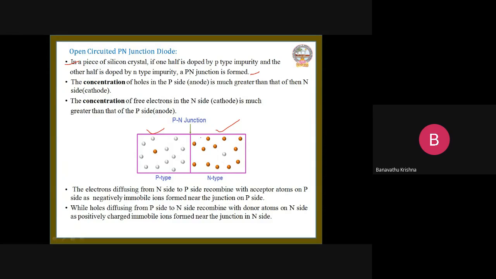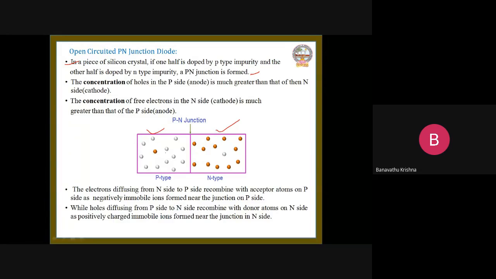So the complete structure is a piece of silicon crystal. By doping half the part with trivalent impurity atoms, the P-type side is formed, and by doping the other half with pentavalent impurity atoms, the N-type side is formed. Those two are combined to each other, and then it is nothing but a PN junction diode.